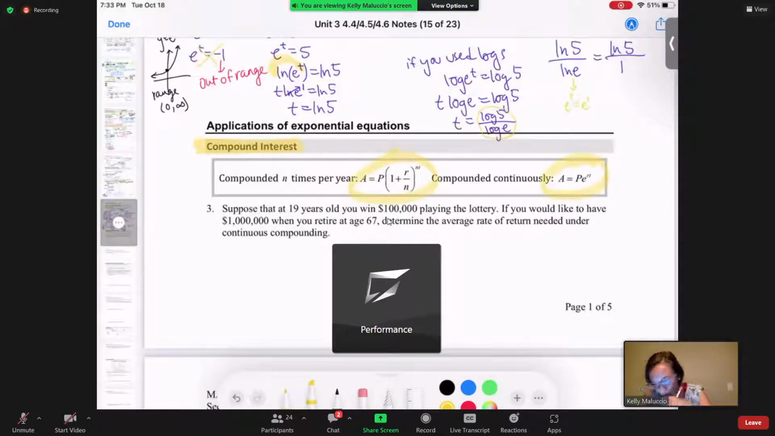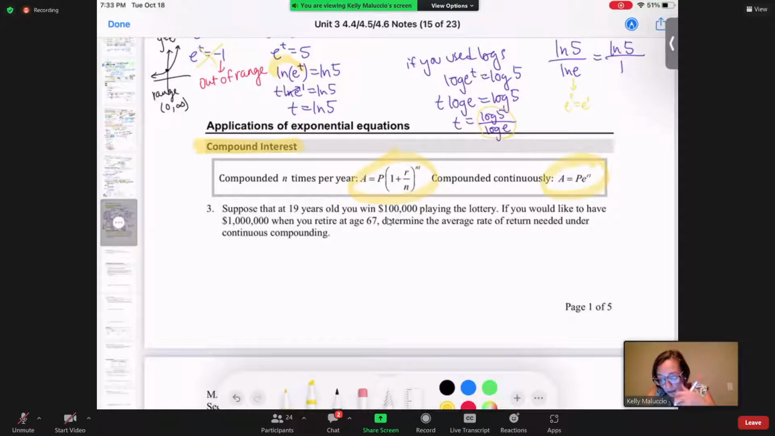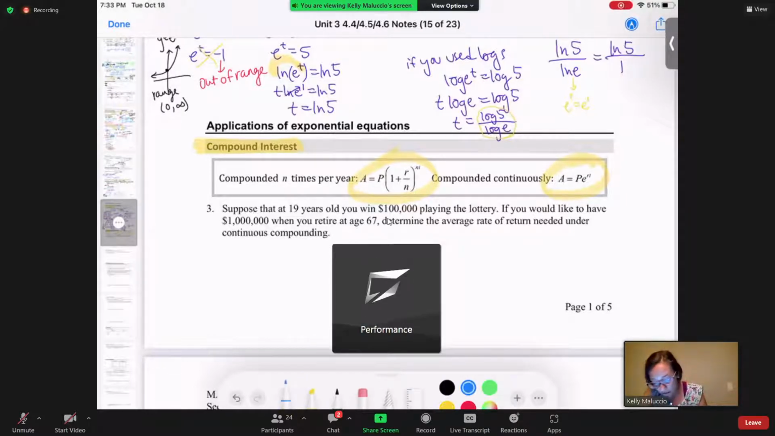And these 2 formulas, we're now applying them using logs. So we're going to be solving for a different variable and just use logs to figure this out. So let's check it out.